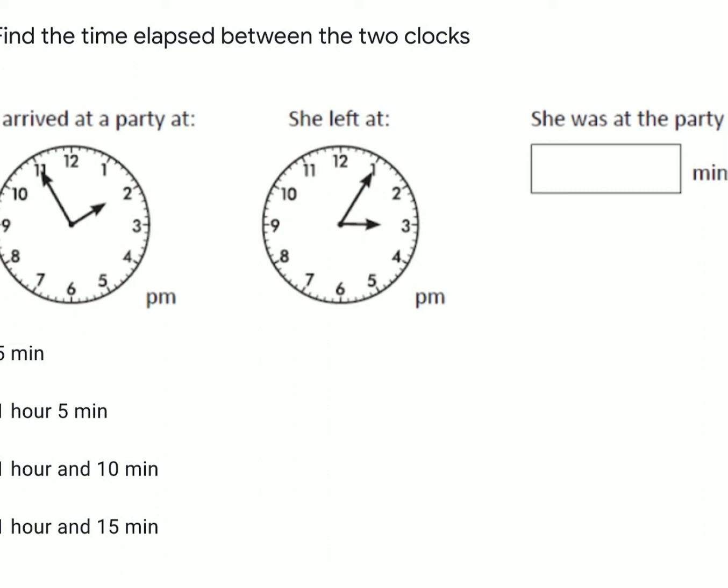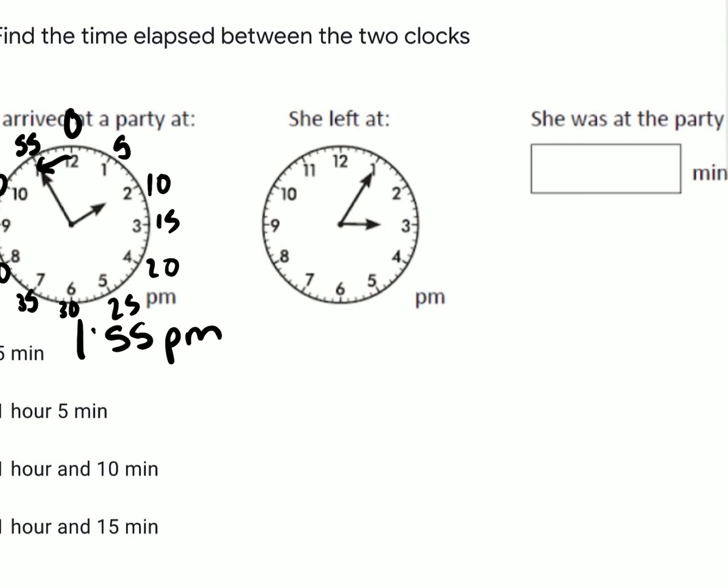It's not 2 o'clock yet. If we look at the minutes hand, we can see that it hasn't hit 12 yet. It's before 2 o'clock. So it must be 1. And our minutes hand is pointing at 11, which means that it's 1, 5, 10, 15, 20, 25, 30, 35, 40, 45, 50, 55, which makes sense because it's 5 minutes before 2 p.m. So it's going to be 1:55 p.m. So that's our first time.